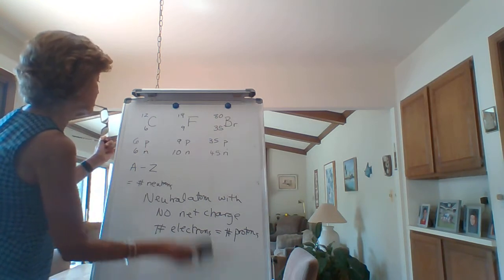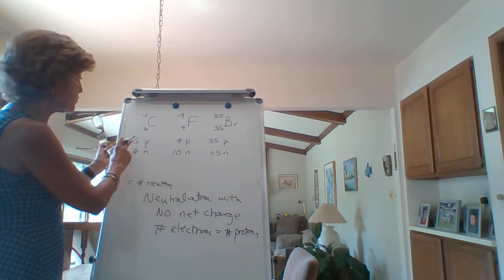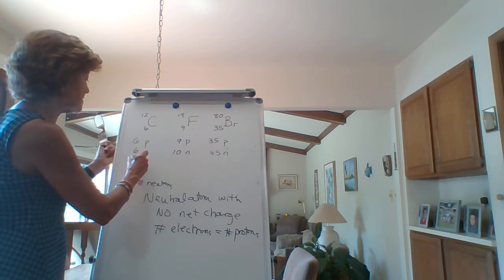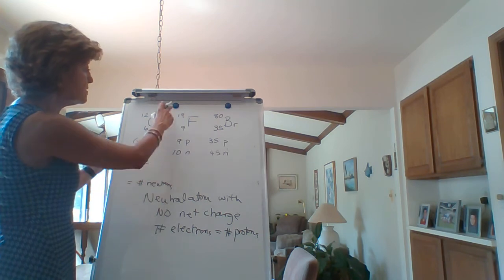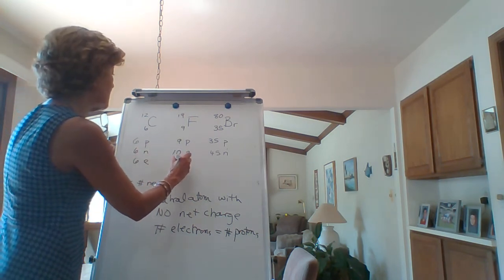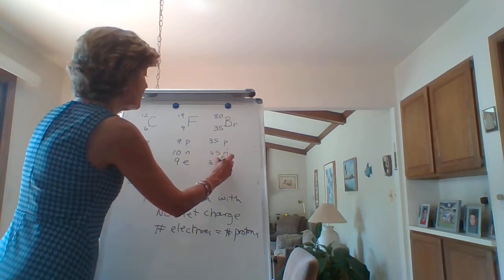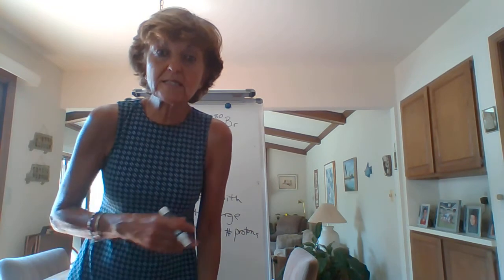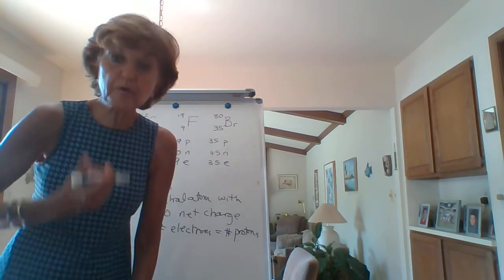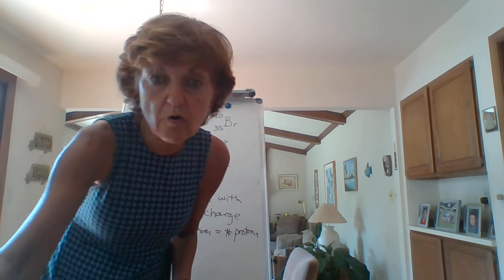So to finish up this story over here, carbon, since it has 6 protons and it's neutral, it also has 6 electrons. Fluorine, since it has 9 protons and it's neutral, it has 9 electrons. Bromine, same scenario, 35 electrons. Okay, so you should be able to look at any nuclide symbol and tell me number of protons, number of neutrons, number of electrons. Okay, we'll do more in the next video.